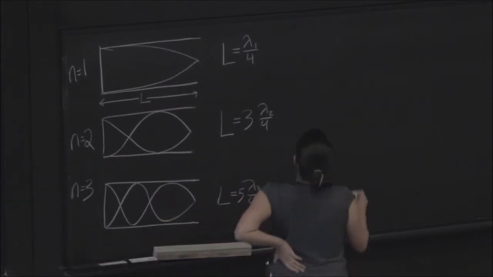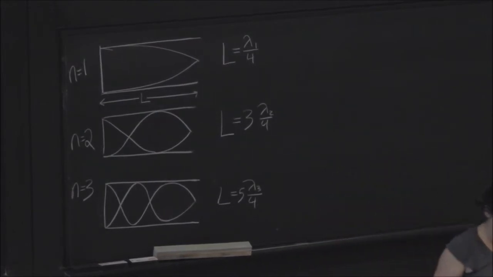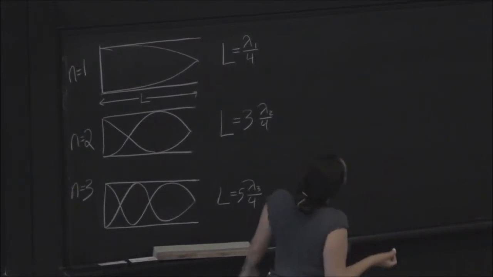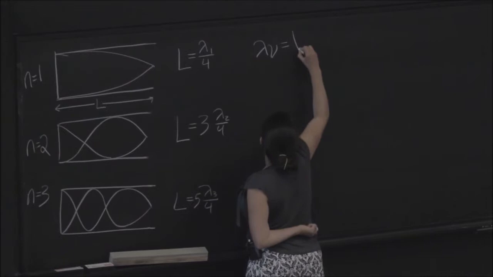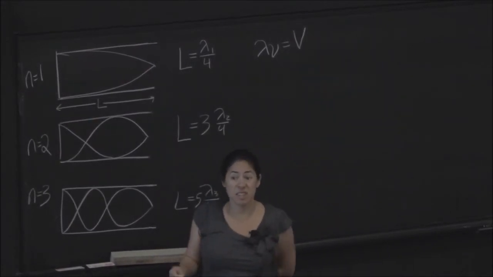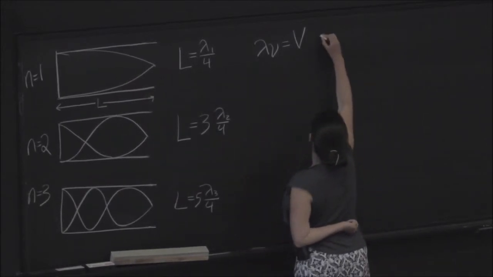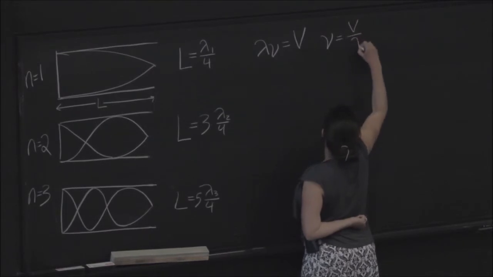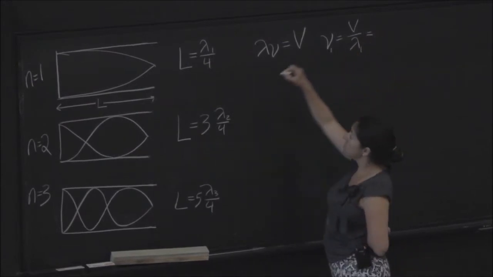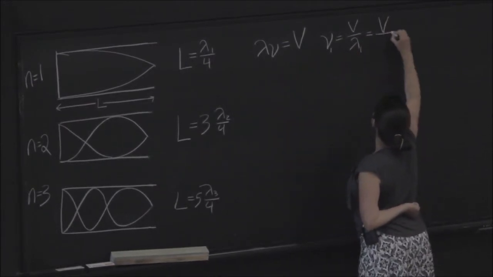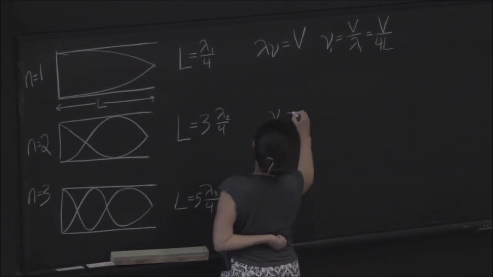Okay, so let's go back to our same old relationship that we want to find the frequency. We know that lambda times mu equals v. Here the speed of sound, if these are all in air, we're just going to say it's constant for all of these. So therefore, the frequency is equal to v over lambda. So the frequency for node 1, it looks like lambda 1 is just 4L. So V over 4L.